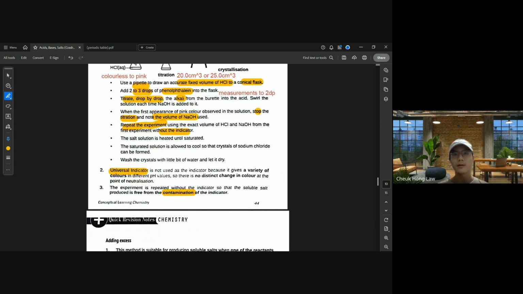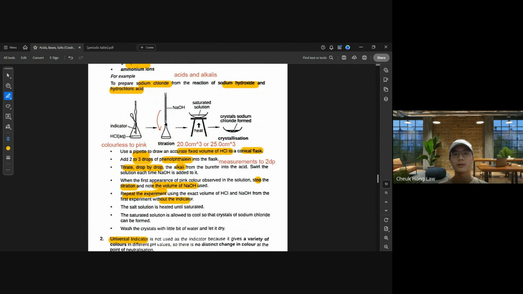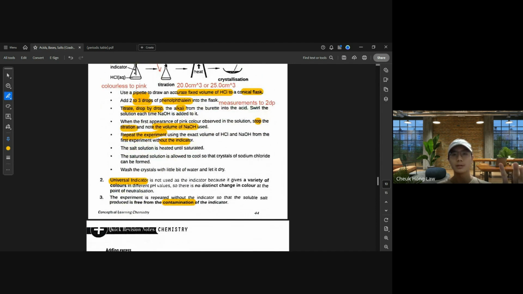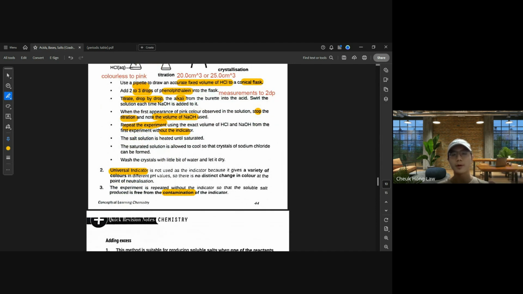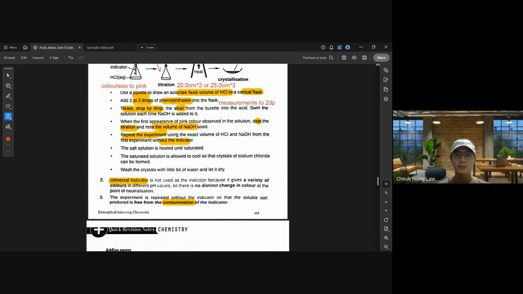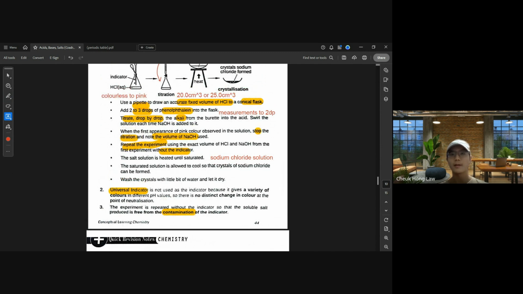Because the indicator will contaminate the solution. We don't want that, right? We want the pure sodium chloride, so we don't want any contamination. So we repeat the experiment without the indicator. Then once we're done, what are we left with? We're left with the sodium chloride solution, because the acid and alkali are both already dissolved in water. So you add them together, and you have a solution of sodium chloride.